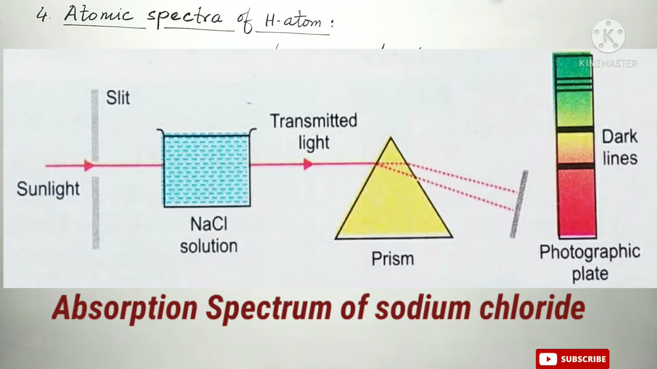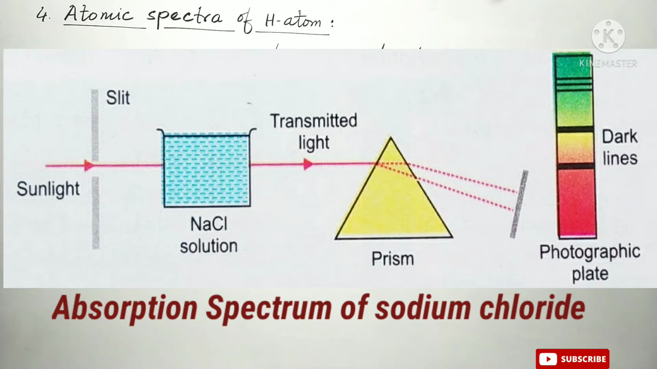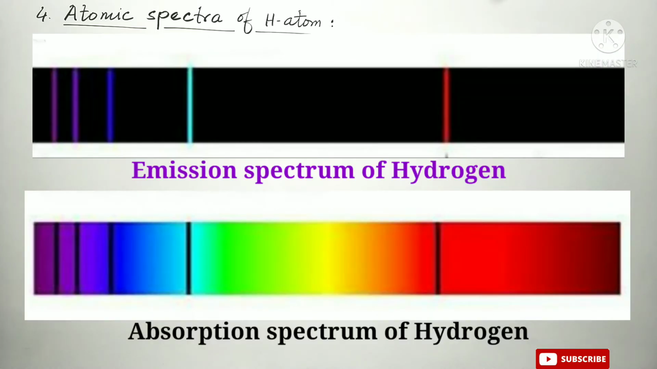What about absorption spectrum? When sunlight is absorbed by the sodium chloride solution, some energy of the sunlight is absorbed by the sodium chloride solution, and after the absorption of some light by the sodium chloride solution, if this sunlight is dispersed by the prism, you will get some dark lines in the visible spectrum. So actually some wavelength or some frequency which corresponds to the energy which is absorbed by the sodium chloride solution produces the dark lines in the spectrum of visible light. So this is actually the difference between emission spectrum and absorption spectrum.